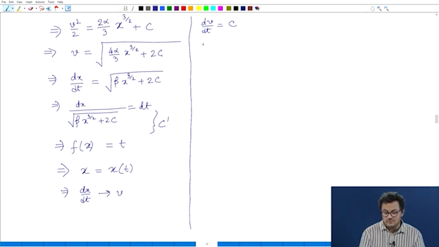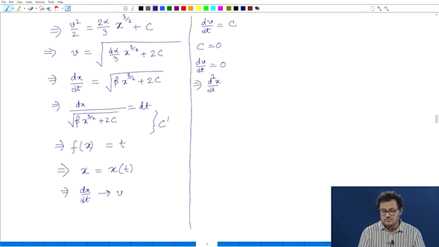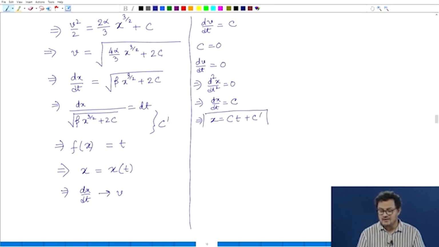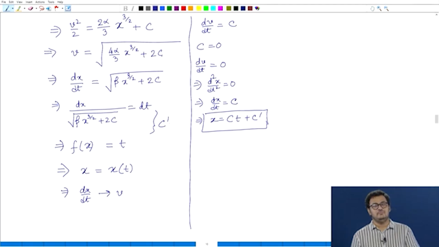c is 0, a constant but a 0 constant, then I know dv by dt is equal to 0 and d2x by dt2 is equal to 0, which simply says that dx by dt will be constant and x will be ct plus c prime, which is nothing but a linear function of time. So, in an x-t plane it will simply be represented by a straight line.